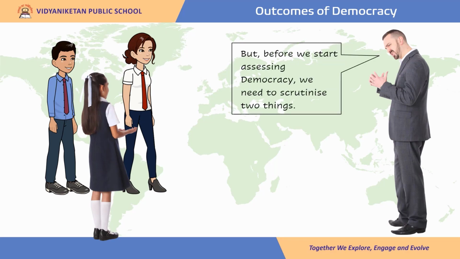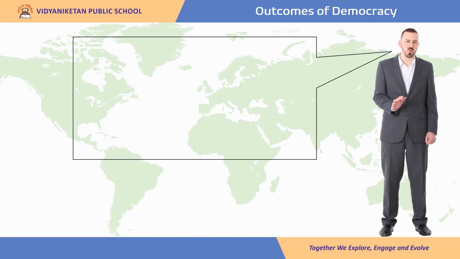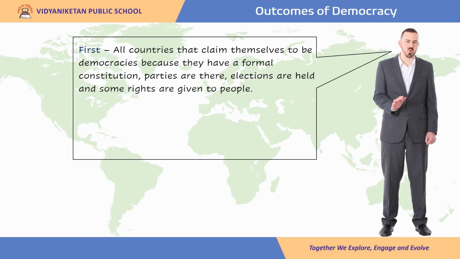But, before we start assessing democracy, we need to scrutinize two things. What are they, sir? First, all countries that claim themselves to be democracies because they have a formal constitution, parties are there, elections are held and some rights are given to people. Obviously, these are the elements we wish to see in democracy. Can mere presence of these make a country democratic? We need to ponder about it.